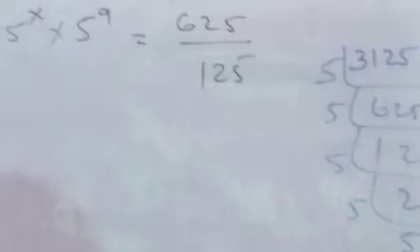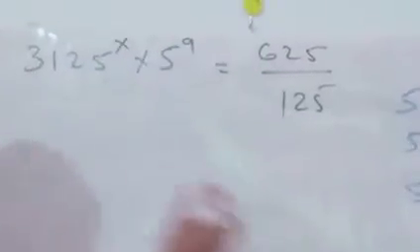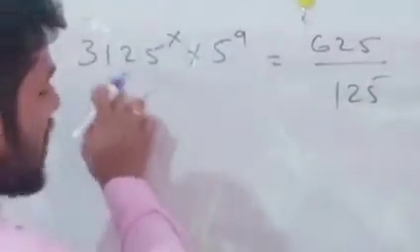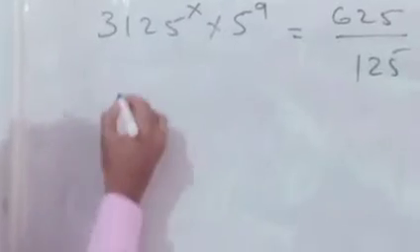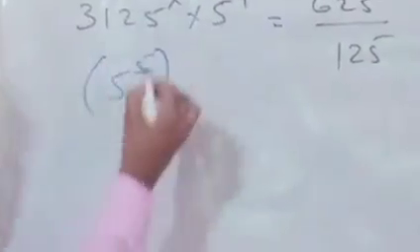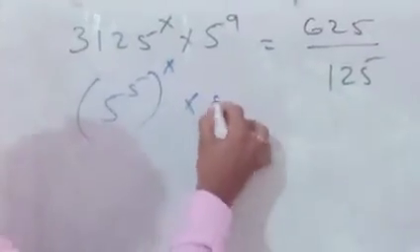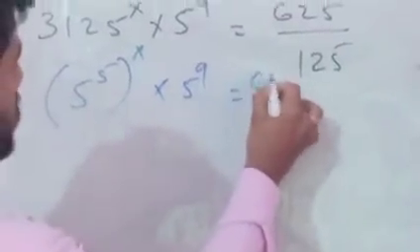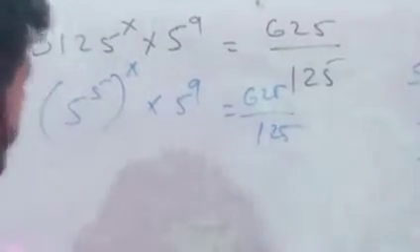Understood this much? So the next step, in the place of 3125, we are going to write 5 raised to the power 5. That means 5 raised to the power 5 whole raised to the power x, I am writing like that, into 5 raised to the power 9, which is equal to 625 divided by 125.